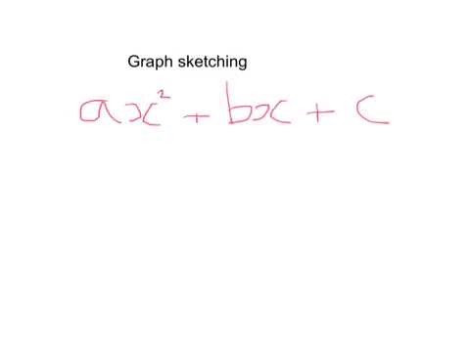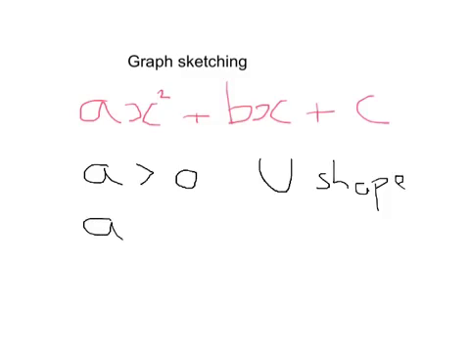So, essentially, for your notes, we can say that if a is greater than 0, we have a positive quadratic, and it will be a U shape. Similarly, if a is less than 0, we get that N shape, or an inverted U.